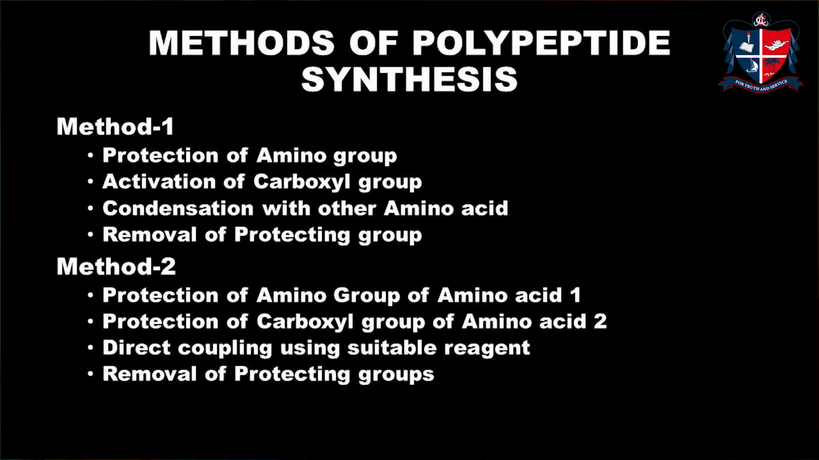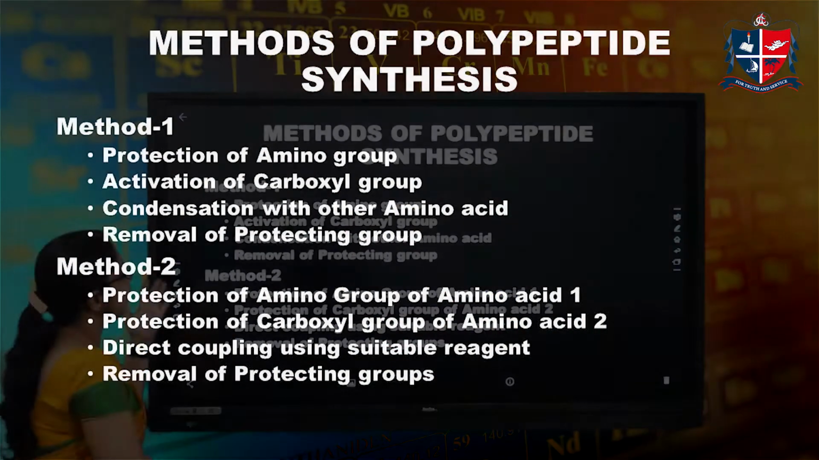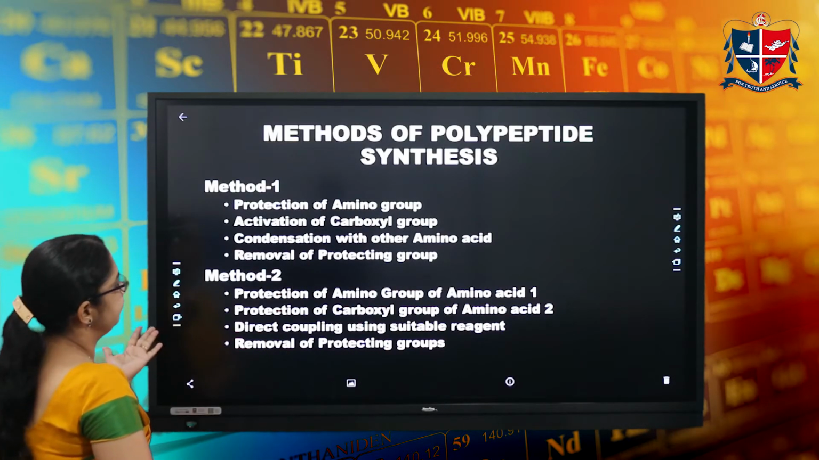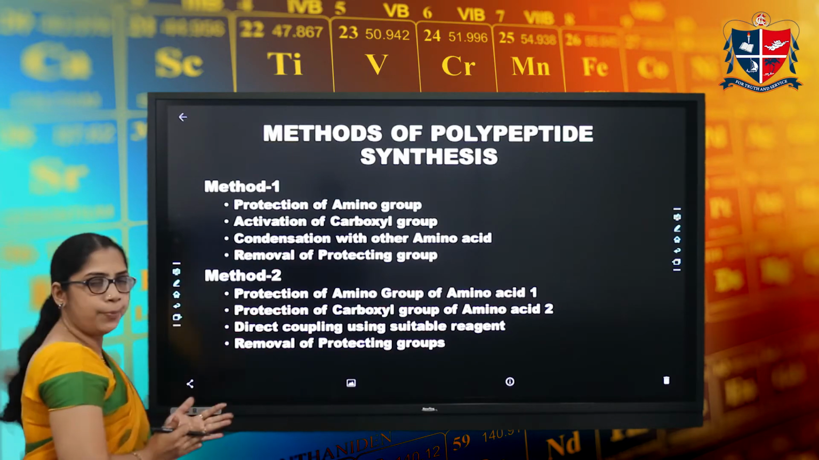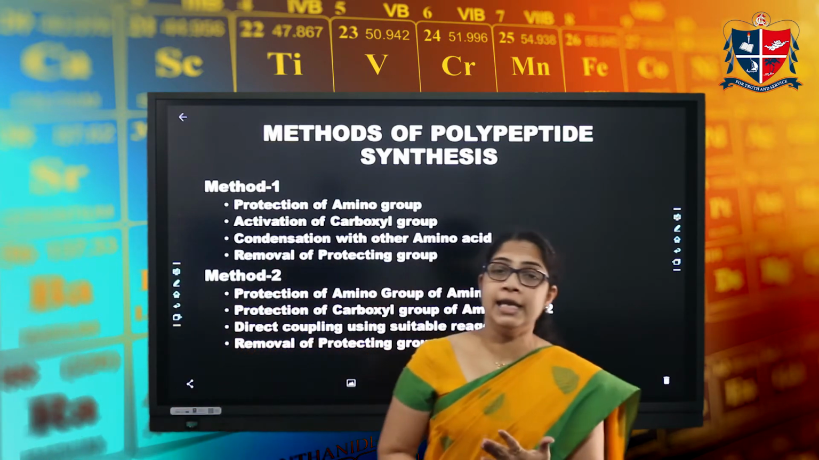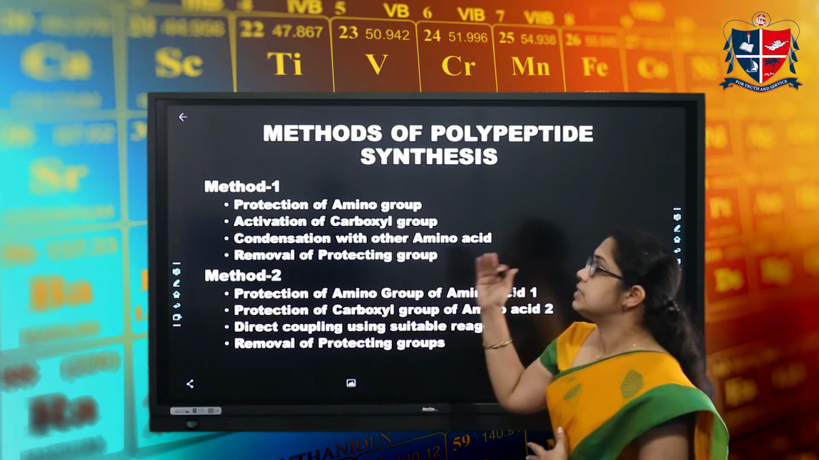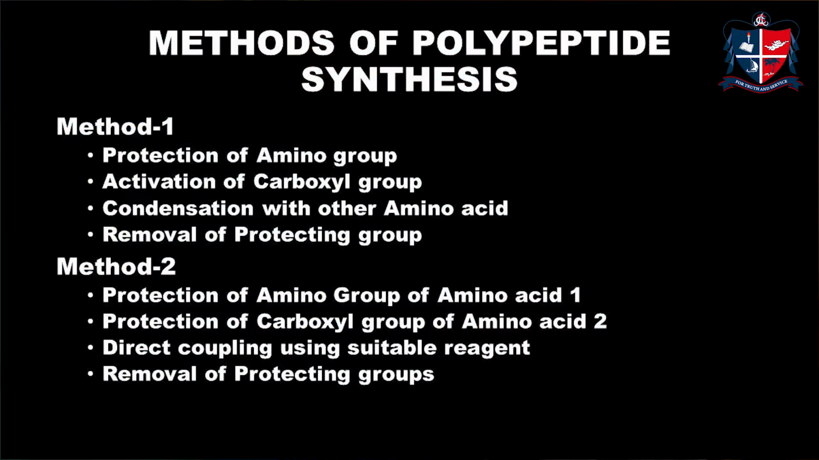And which are the different reagents used for protecting the amino group or carboxyl group? So these are the different methods for the synthesis of polypeptides.